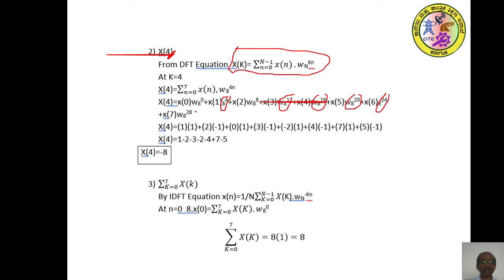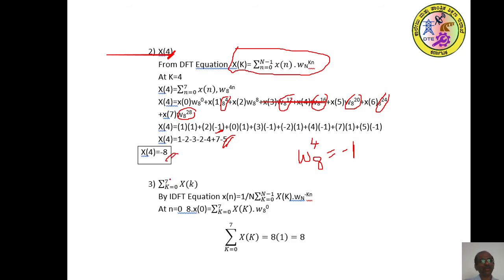So, what is omega 8 power 0? We all know it is 1. What is omega 8 power 4? Using the symmetry property of the twiddle factor, it looks like omega N power N by 2, which is equal to minus 1. Just replace it by minus 1. Next, omega 8 power 0 is 1. Luckily, it is a plus 1 and minus 1 problem. Add and subtract, and you get minus 8.